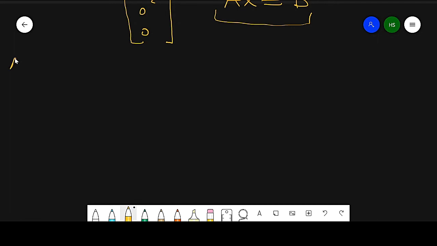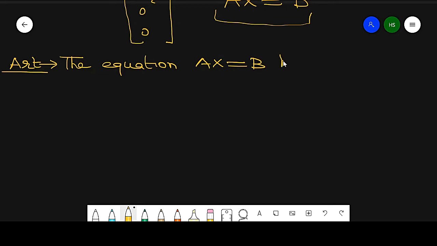Now after that, the related article is the next article. So the statement is: the equation AX equal to B has a unique solution.